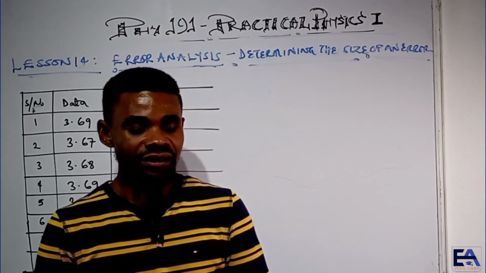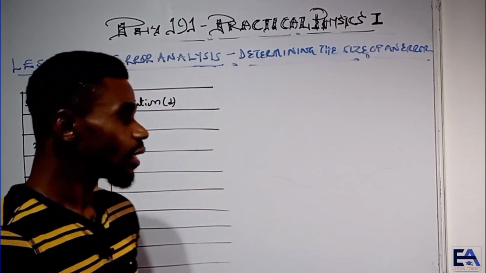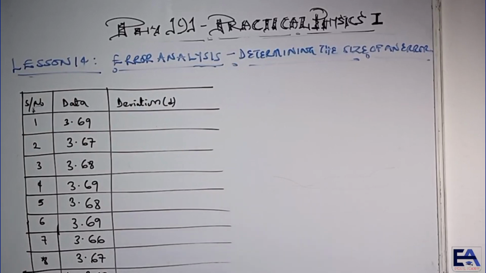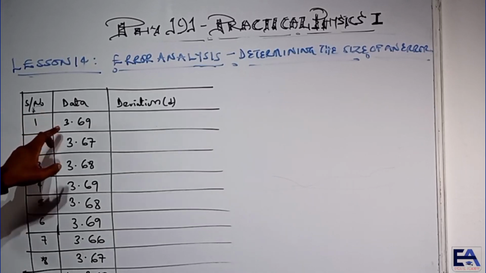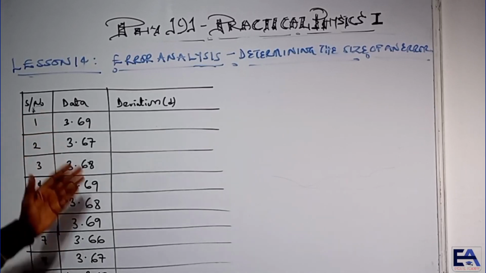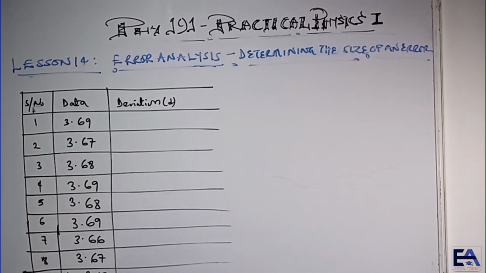Now, what you are seeing behind me here is a result obtained from a repeated measurement of something. It's an example from the course material board. Let's say a repeated measurement of the time taken for a number of oscillations. The first time the person measured it was 3.69. The next measurement was 3.67. The person tried it again, 3.68. Again, 3.69. And again, and again, until it produced all this.